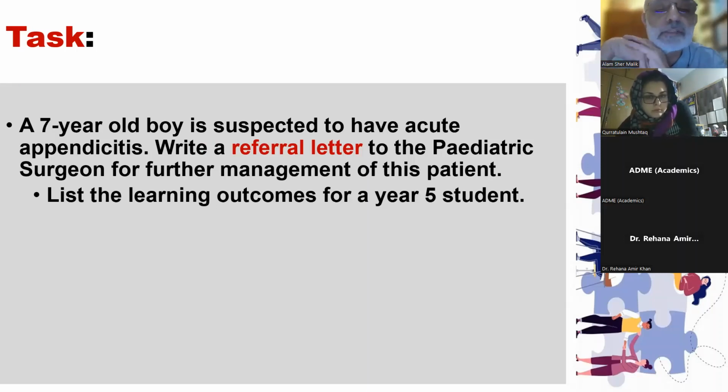So if the student is supposed to write a referral letter to a pediatric surgeon about a patient suspected of acute appendicitis, what information would that student need to collect, and what information based on the history, the physical examination, and the investigations would the student write in the referral letter? So here the task is writing a referral letter about that situation. Again, you can sit and think about what could be the possible learning outcomes from this task. So this is another example of task-based learning.